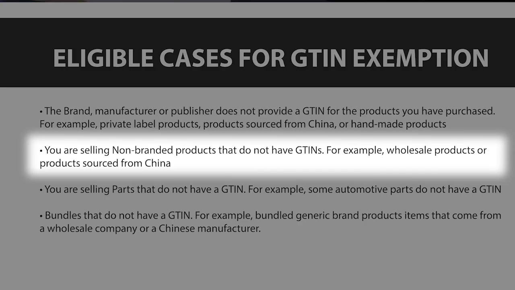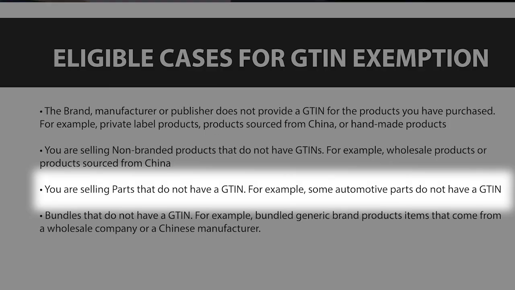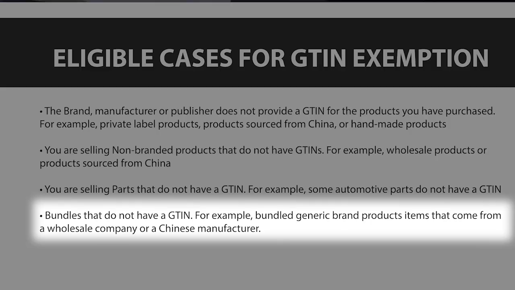Number 2, you are selling non-branded products that do not have GTINs. For example, wholesale products, or again, products sourced from China. Number 3, you are selling parts that do not have a GTIN. For example, some automotive parts don't come with a GTIN. Number 4, bundles that do not have a GTIN. For example, bundled generic brand products, items that come from a wholesale company or a Chinese manufacturer.